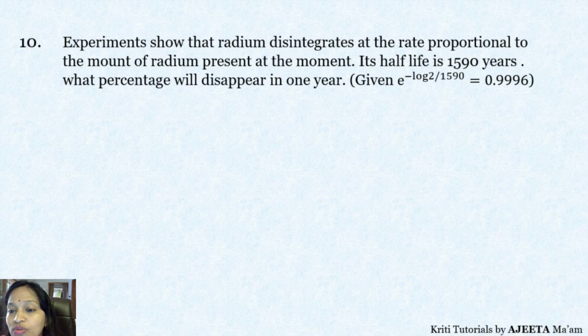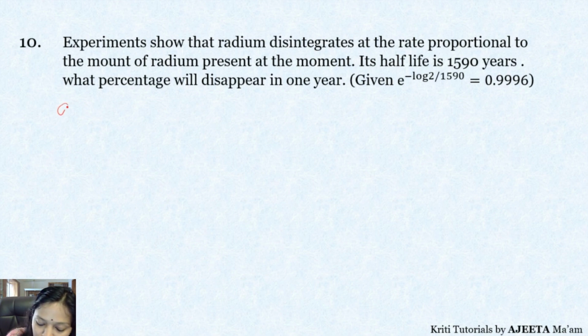Now experiments show that again it's a question of disintegration. Disintegration means कम होना. So radium disintegrates at the rate proportional to the amount of the radium present at the moment. Its half-life is 1590 years. What percentage will disappear in 1 year? So again percentage decrease निकालना है हमको और values हमें ये put करनी है.